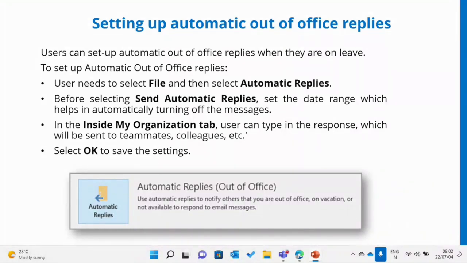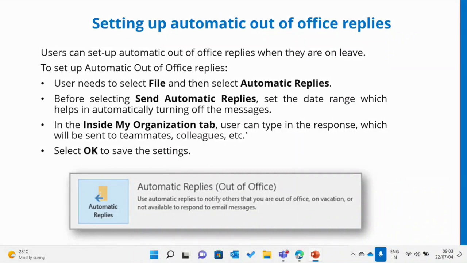Users can set up automatic out of office replies when they are on leave. To set up automatic out of office replies, the user needs to select File and then select Automatic Replies. Before selecting Send Automatic Replies, set the date range, which helps in automatically turning off the messages. In the Inside My Organization tab, the user can type in the response, which will be sent to teammates, colleagues, etc. Select OK to save the settings, right? So there's a lot of things that can be done.